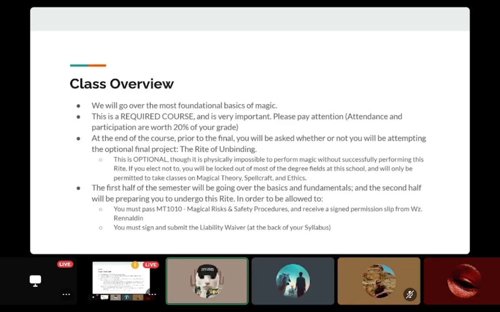This is a co-requisite. Most of you are in this class at the same time or have completed this elsewhere. This is the Magical Risks and Safety Procedures class, just to make sure that you know the risks that you are undergoing and the risks that you will eventually undergo throughout your magical career.